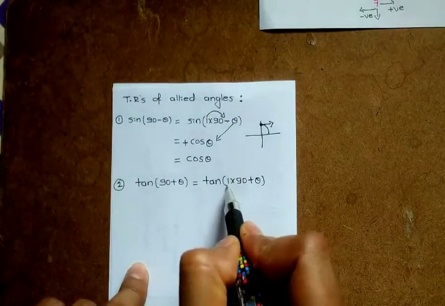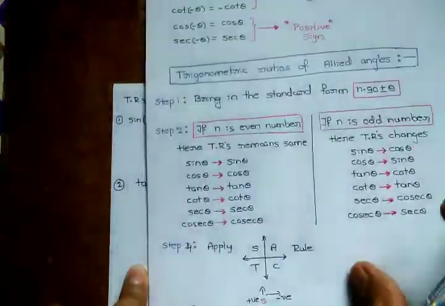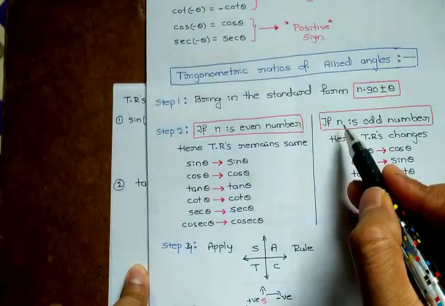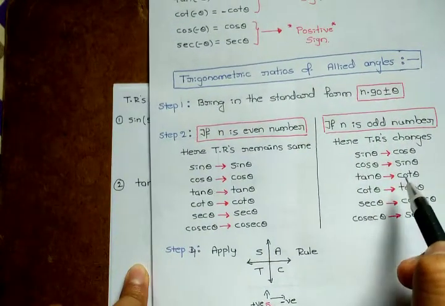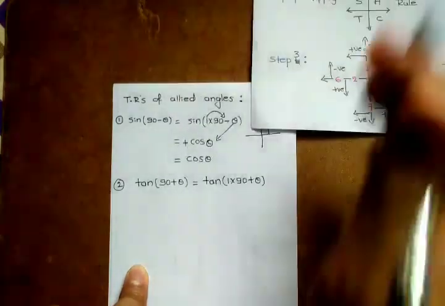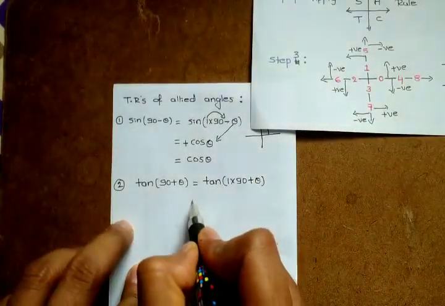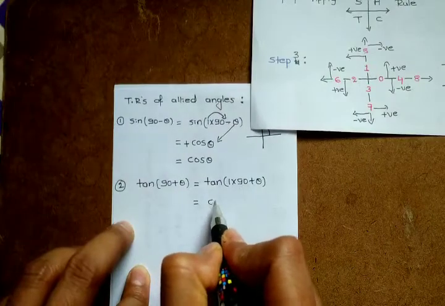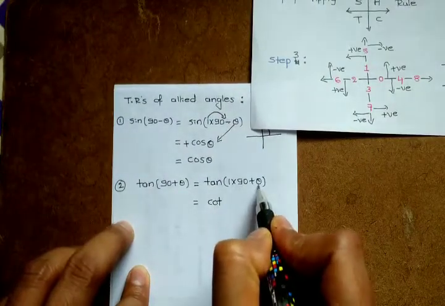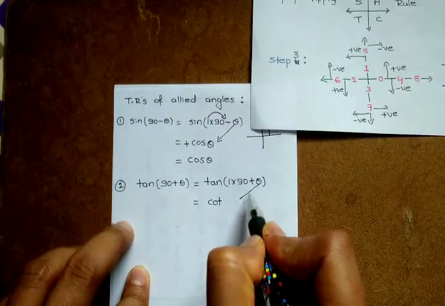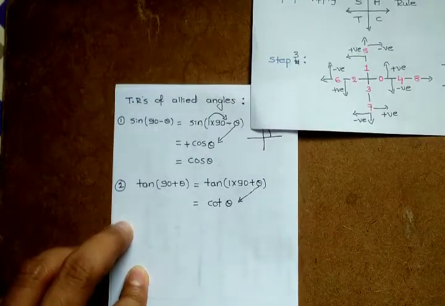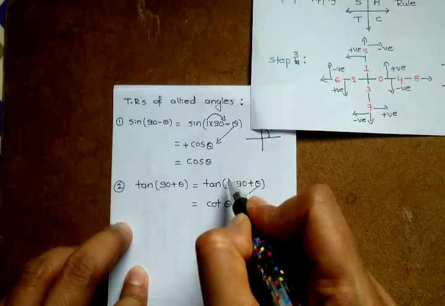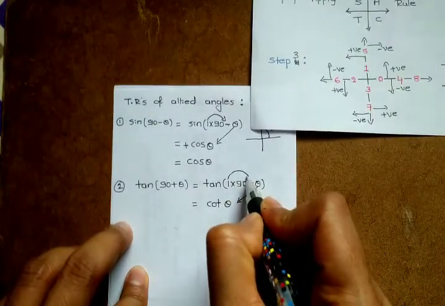Next, see, n is 1, which type of number? Odd number. If it is an odd number, tan changes to what here? Cot. Therefore you need to change this: tan changes to cot. Whatever the final angle you get, you keep it as it is, that is theta.